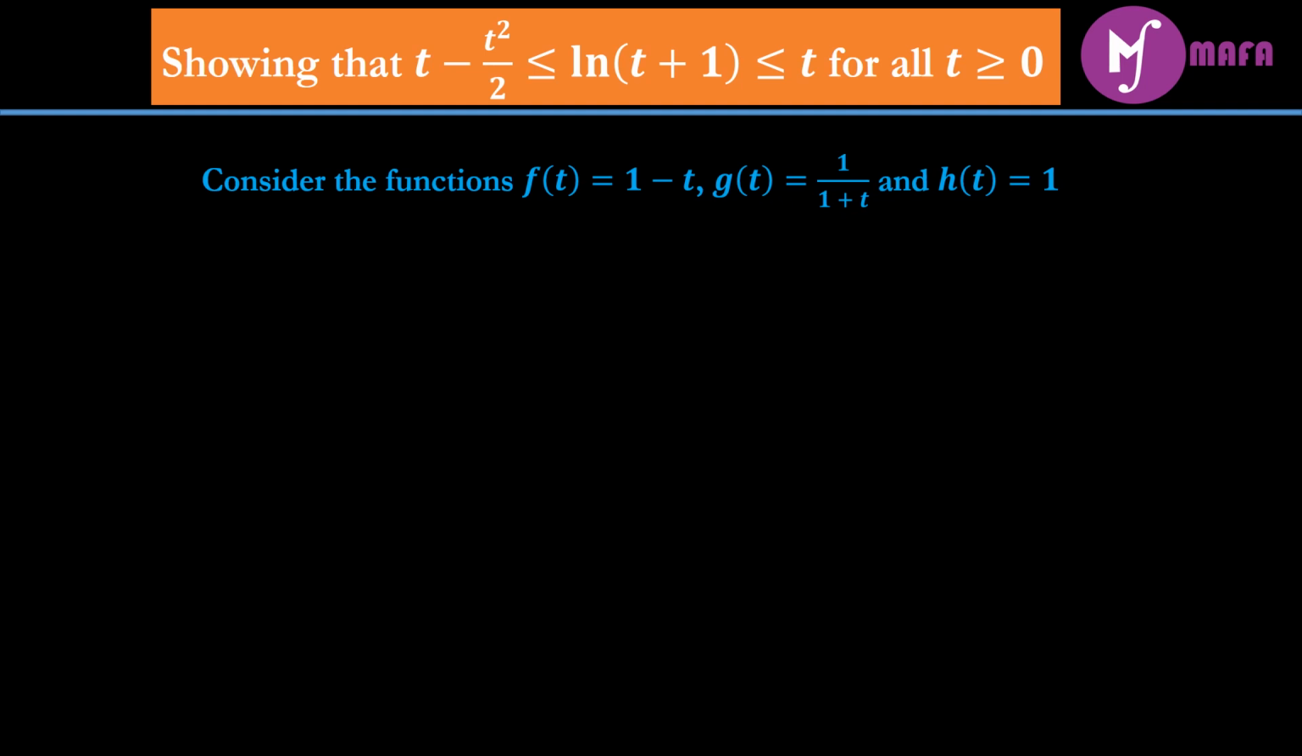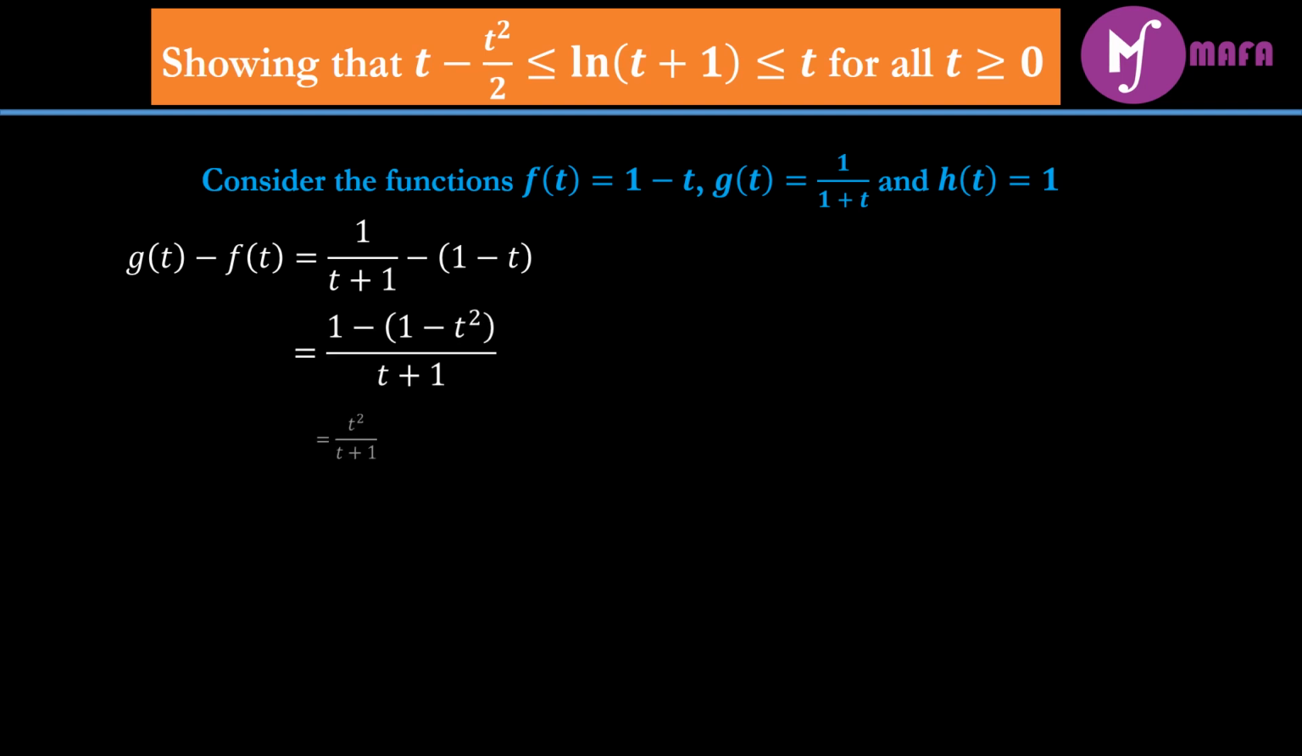Alright, so first we are going to define functions f(t), g(t), and h(t) as such. Now we are going to check the difference between these functions, and then we bring out an inequality that always holds true for all t greater or equal to 0. So let's first of all do the difference between f(t) and g(t). So f(t) − g(t) is 1/(t+1) − 1 + t. If you simplify correctly, you're going to get t²/(t+1).